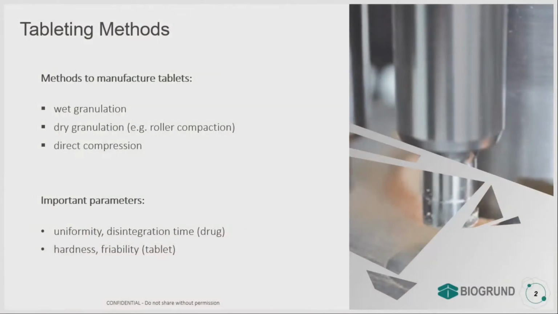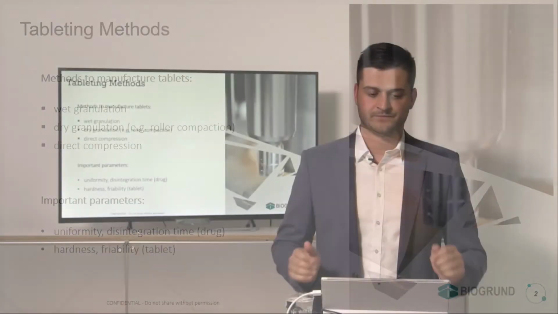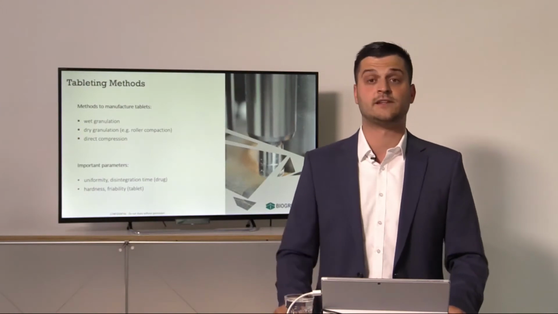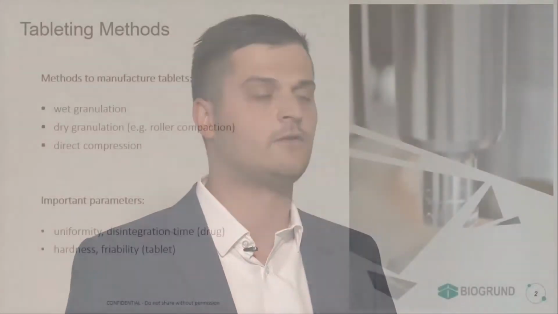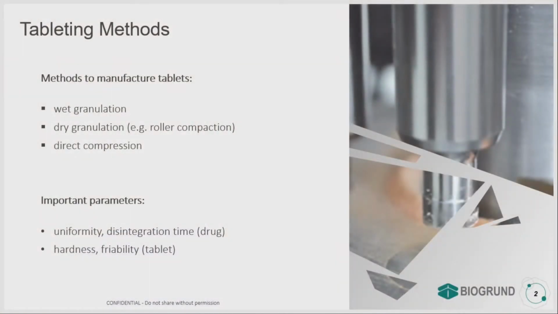First, let us go through some commonly known tablet manufacturing methods. We know wet granulation, dry granulation, such as roller compaction, and of course direct compression. Therefore, it is really important to consider certain parameters, such as the uniformity and disintegration time of the drug, as well as the hardness and friability of the final dosage form.